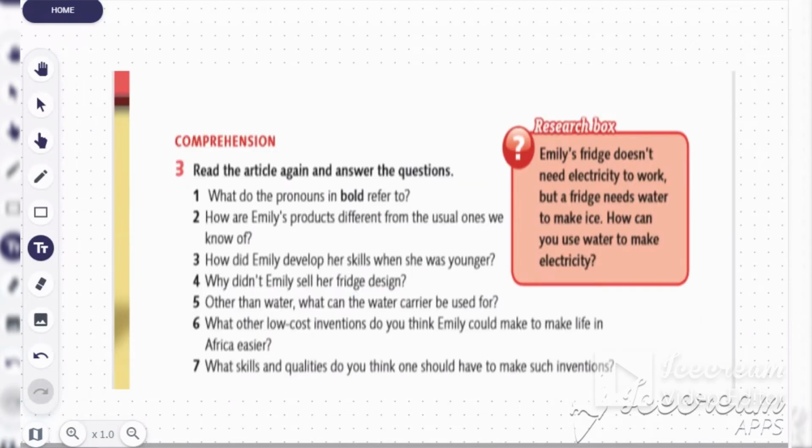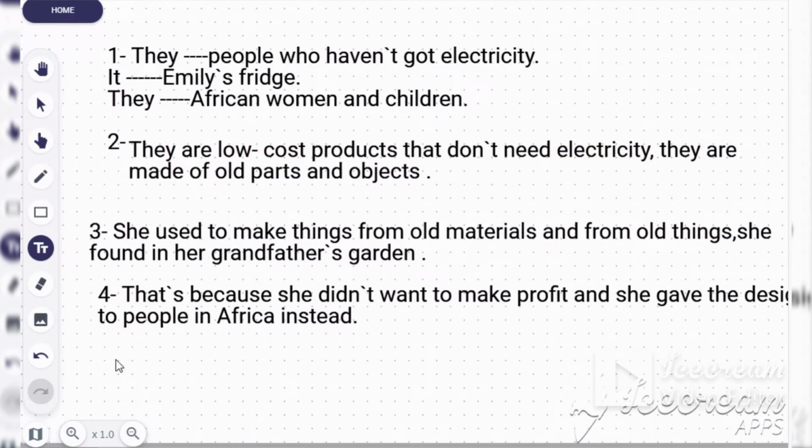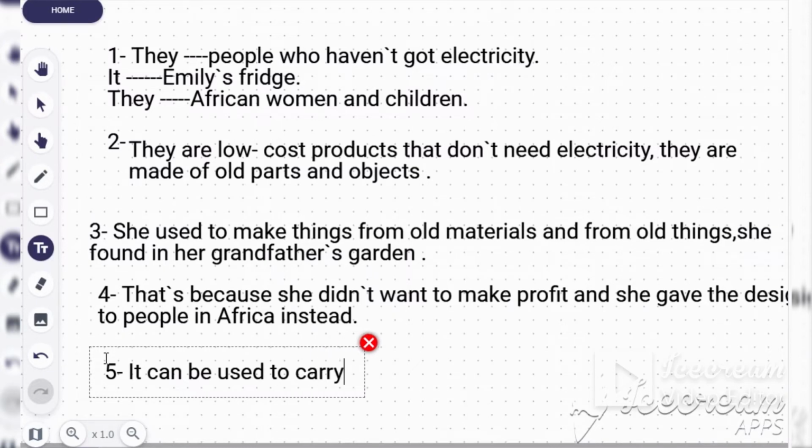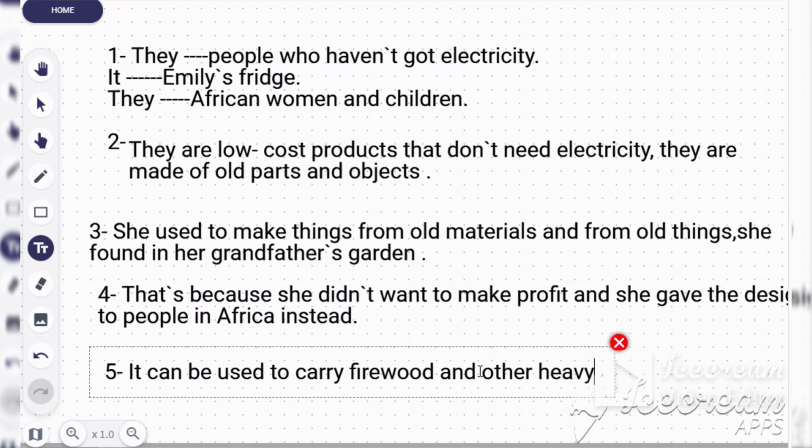Go back to question number 5. Other than water, what can the water carrier be used for? She made a water carrier, but also people can carry other things in it. What are they? It can be used to carry firewood and heavy objects. Very good. It can be used to carry firewood, الحطب, and other heavy objects. Good.